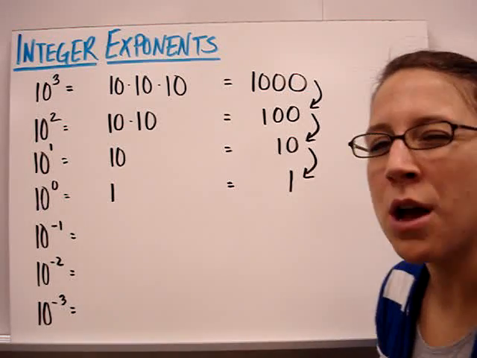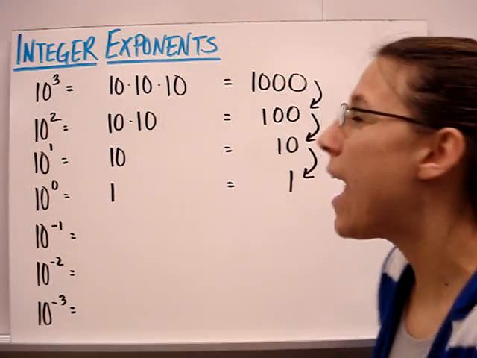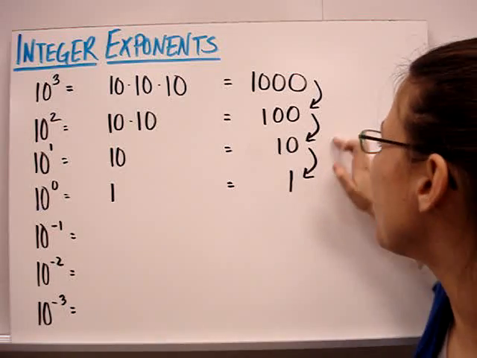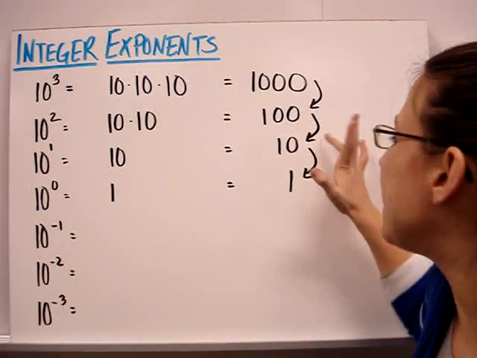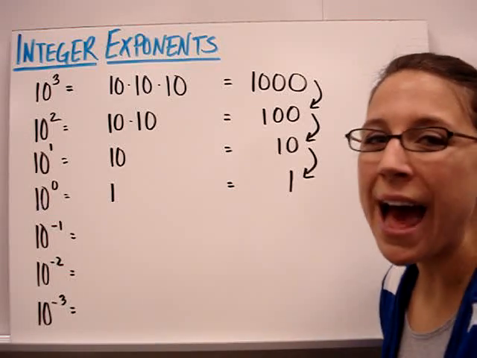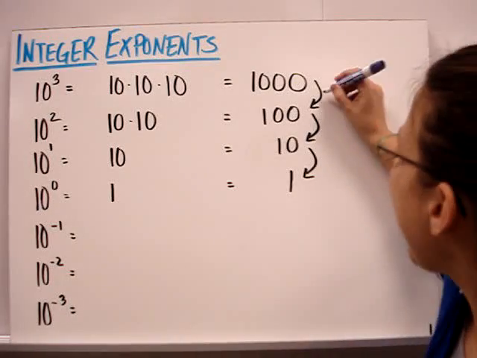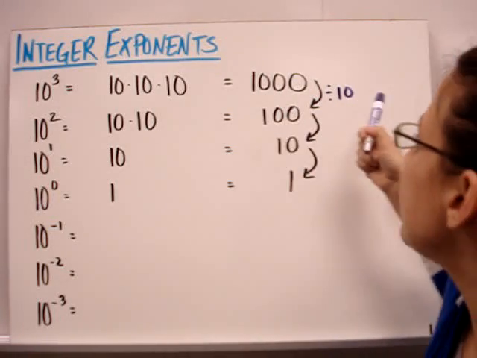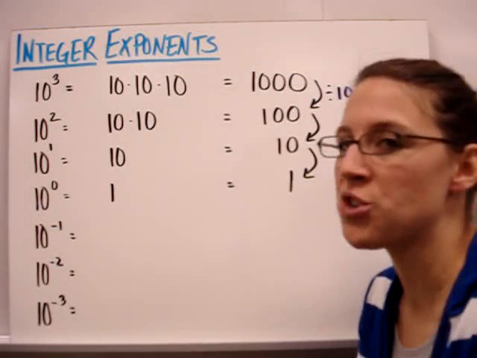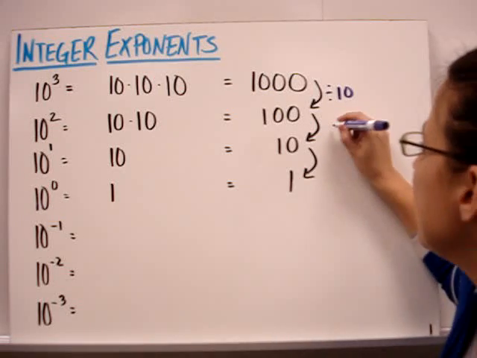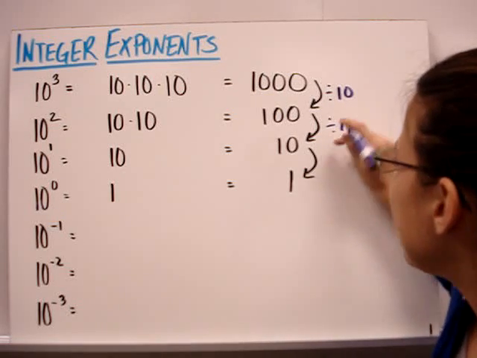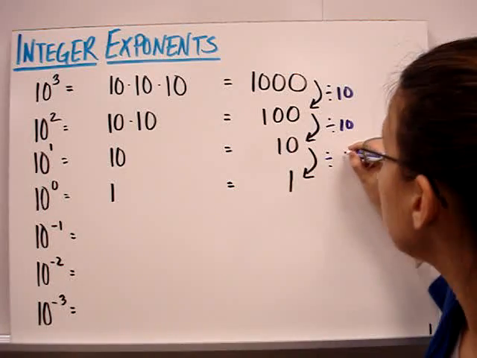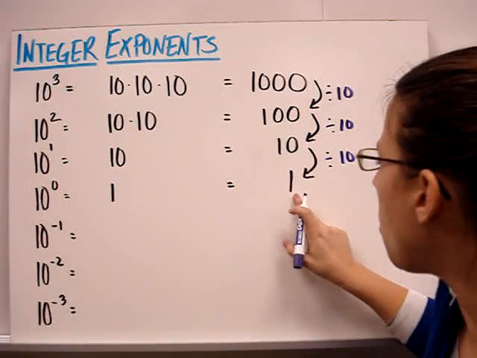What's happening multiplicatively when I move from 1,000 to 100? Then from 100 to 10. Then from 10 to 1. There is a pattern here, and you'll notice that I am dividing by 10 here. 1,000 divided by 10 equals 100. 100 divided by 10 equals 10. 10 divided by 10 equals 1.